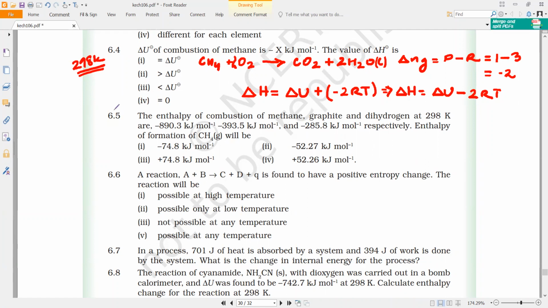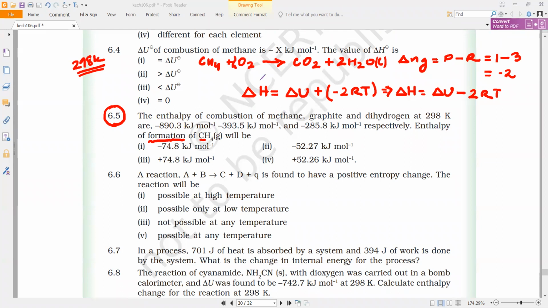Now, please look at the 6.5 question. All of you, please stop writing now and look at the question number 6.5. In this reaction, they have said the enthalpy of combustion of methane, graphite, and dihydrogen are minus 890, minus 393, and minus 285 kilojoule per mole respectively. They have asked for the enthalpy of formation of CH4.